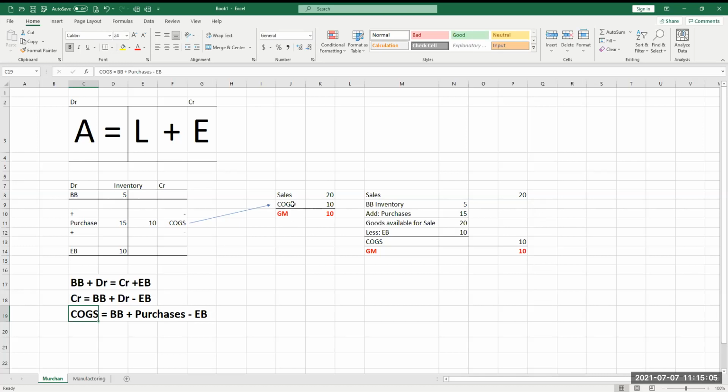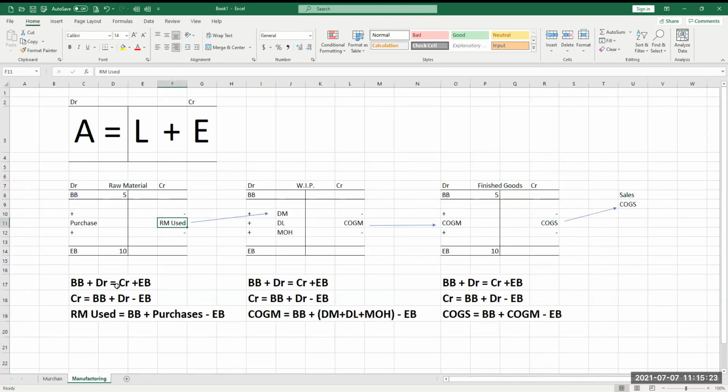So I can either get cost of goods sold directly, or I can express it as beginning plus the purchases, which gives me goods available for sale, minus the ending balance, which gives me cost of goods sold. That is exactly this formula: beginning balance plus the purchases minus the ending balance. Now, what are we going to do in the manufacturing company?